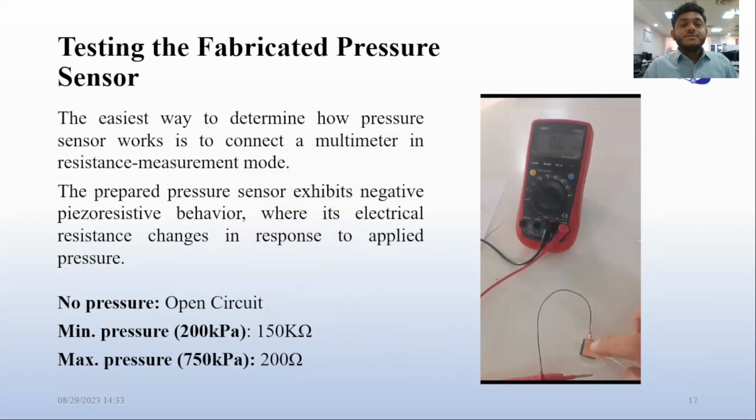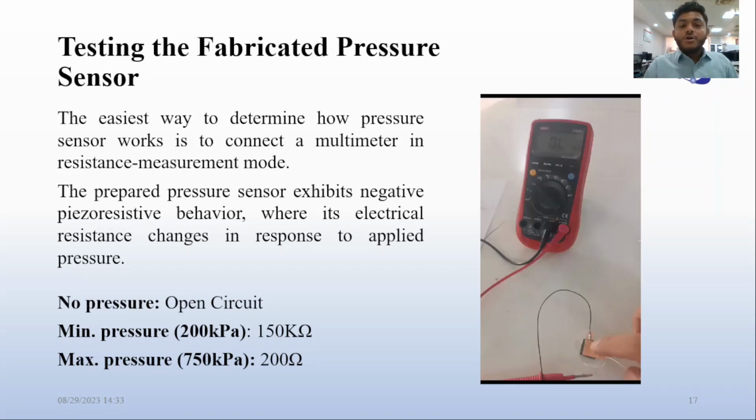So testing the fabricated pressure sensor, it is very easy to determine how it works. It is to connect a multimeter in resistance measurement mode. The prepared pressure sensor exhibits negative piezoresistive behavior, meaning its electrical resistance changes in response to applied pressure, meaning when we apply pressure, the resistance of the sensor decreases.